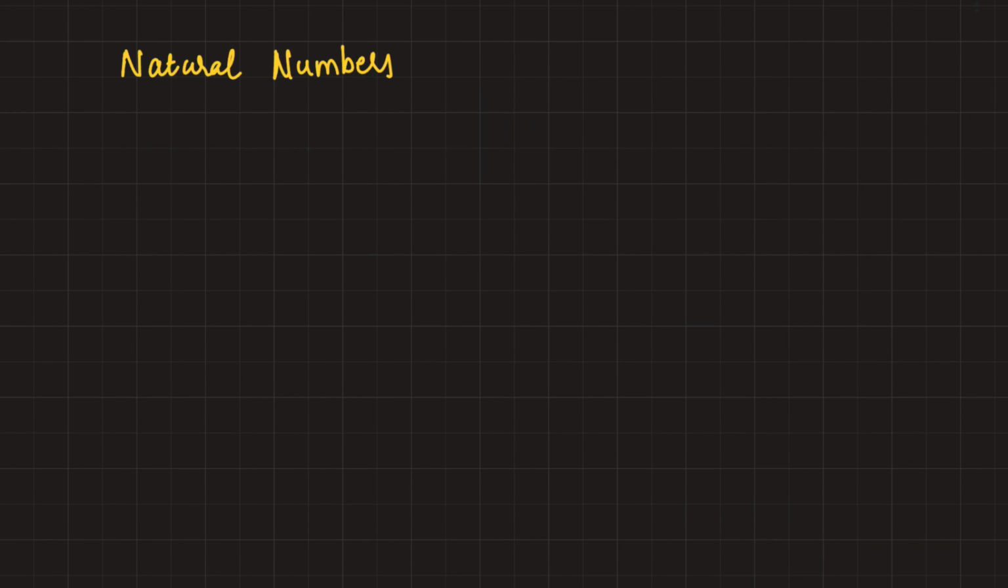Let us first begin with natural numbers. So what are natural numbers? These are the numbers that we usually use for counting. Numbers begin from the number 1. So the sequence of natural numbers would be 1 followed by 2, 3, 4, 5 and so on.